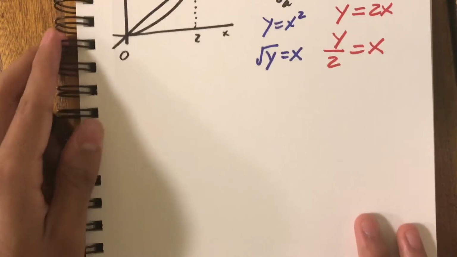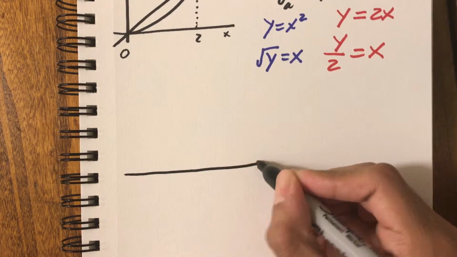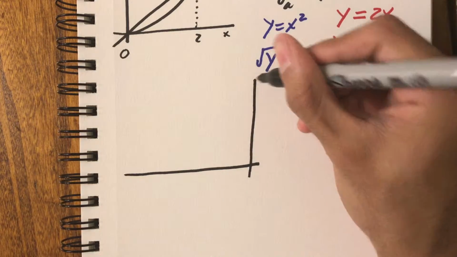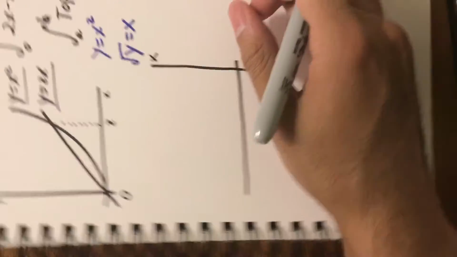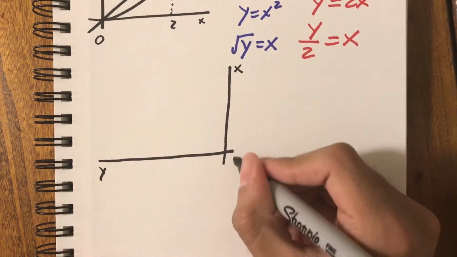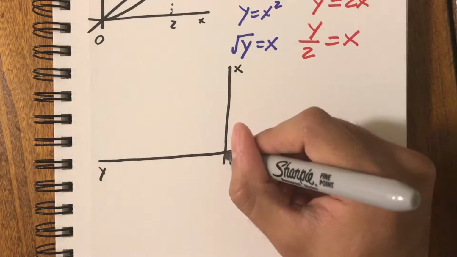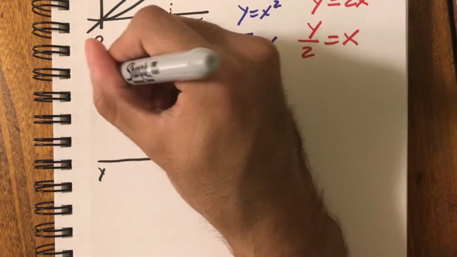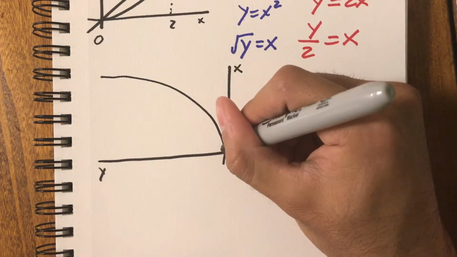So I'm going to draw it over here just for a little frame of reference. This is our base, it's now y, and this is x. And all I'm doing is just flipping the graph like that. So it'll be the same thing, but turned this way. So this is y, this is 0. This is our square root of y, or x squared. And this is y divided by 2, or 2x is equal to y.